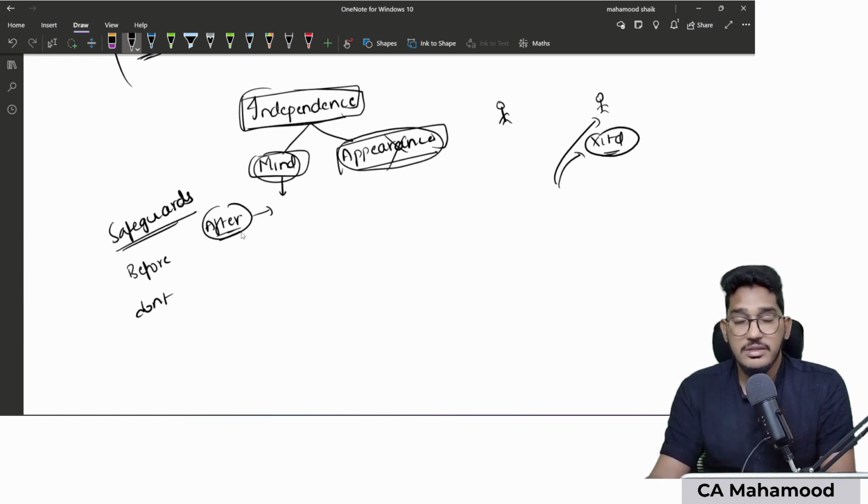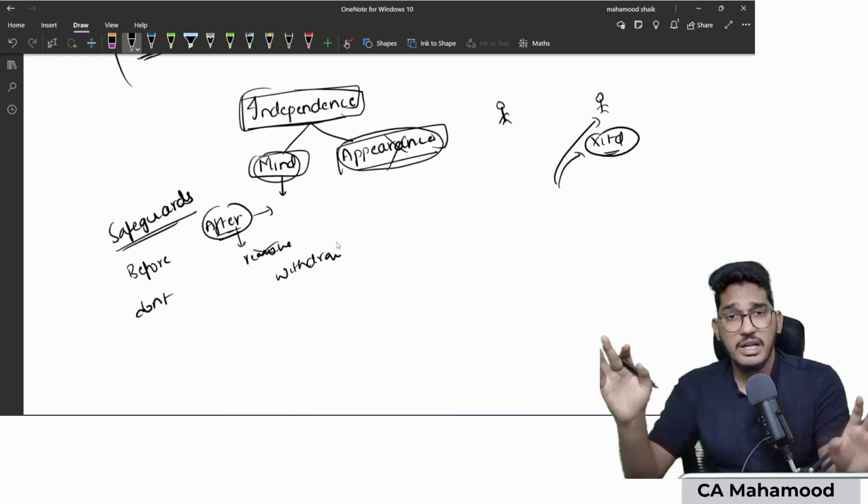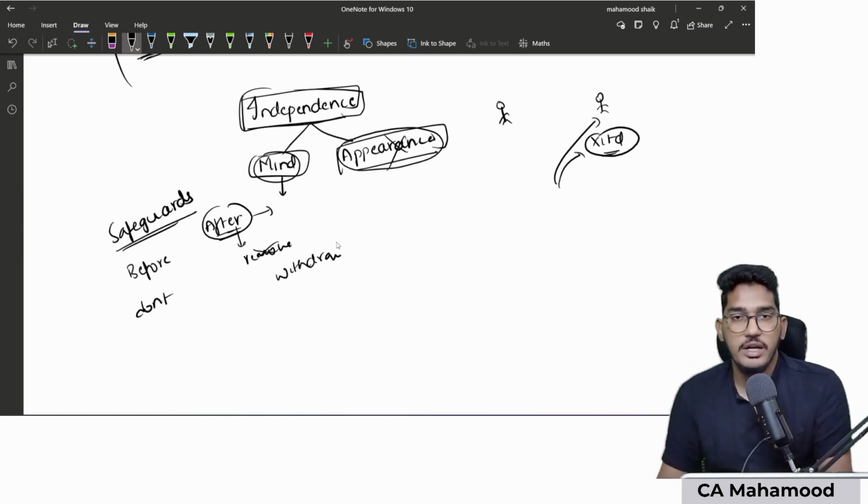Then what the standard tries to say is, if after accepting the audit you are facing any threat to independence, there also, if possible, try to eliminate it, try to remove that threat. If you are not able to remove that threat, withdraw from the audit. What the standard is suggesting is to resign from the audit altogether. No longer are you permitted to continue the audit.